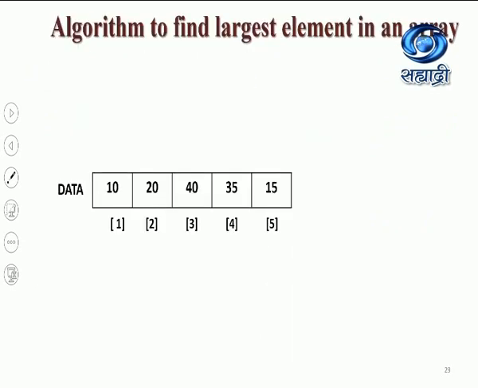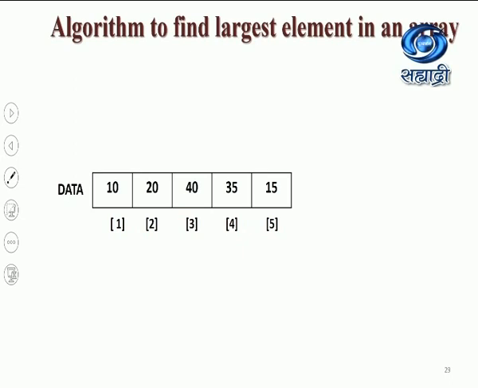This is the algorithm where we can find the largest element in an array. For example, the name of the array is data. It stores these 5 elements: 10, 20, 40, 35 and 15. These are the index numbers of all these 5 elements.